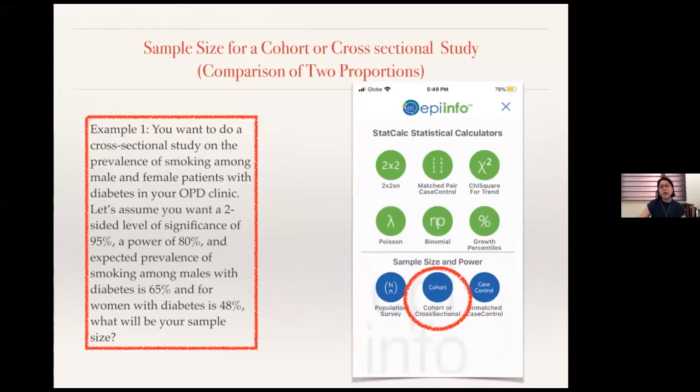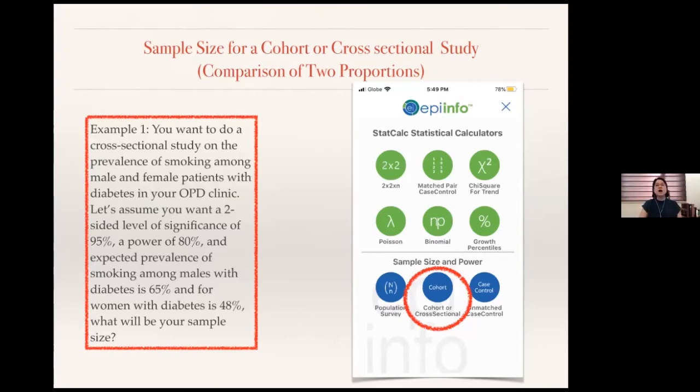So let's have two examples. Since we have two scenarios, as I talked to you about in the previous slide, let's have example 1. For example, you want to do a cross-sectional study on smoking among male and female patients with diabetes. All of them have diabetes, but you want to compare males versus females in your OPD clinic. No? So let's assume you want a two-sided level of significance. When we say two-sided level of significance, it means that it can either be one is better than the other or the other is better than the one.